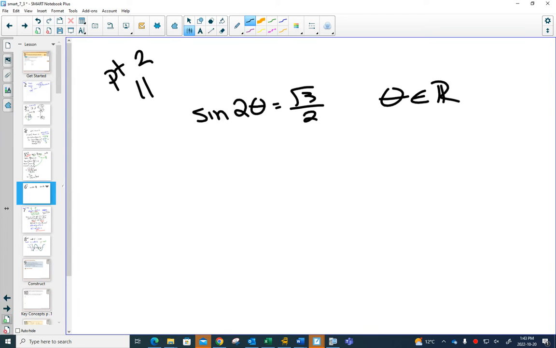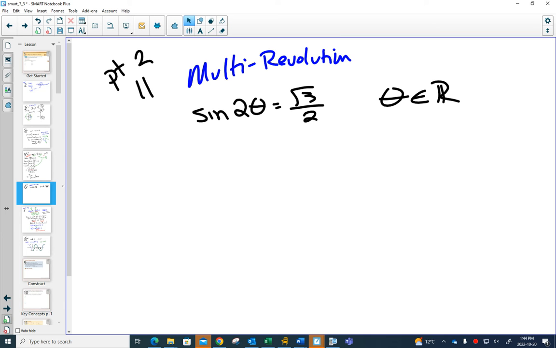Do we remember what kind of question this was? What did we call it when we had a 2 theta or 3 theta inside? I called it a multi-revolution question. So this is a multi-revolution question. And there's actually, in the answer key, I gave the answers in 2 different ways. One way is the way that I taught you in class, and the second way, I'll show you today in case you like that even better.